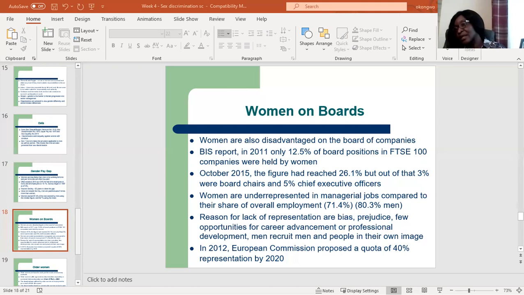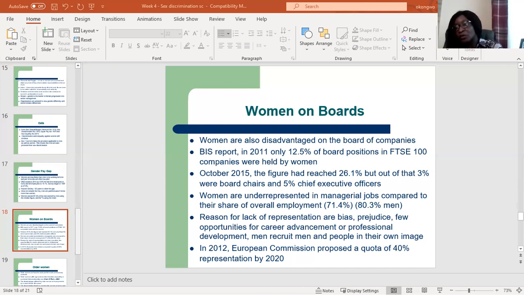So there were some reasons given for why women don't remain in the labor market. They said there's a lack of representation, there is bias, there's prejudice, there are few opportunities for career advancement or professional development, lack of encouragement, lack of support, and men only recruit men or people that look like them. So these were the reasons given for them not getting to the top.